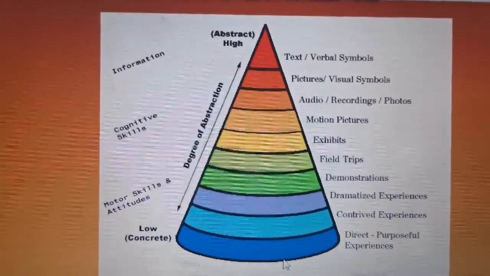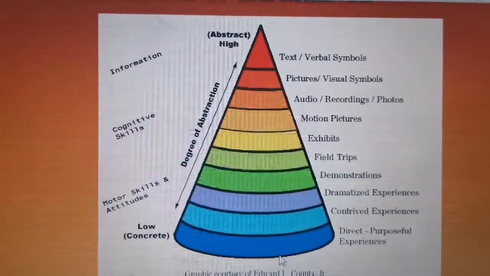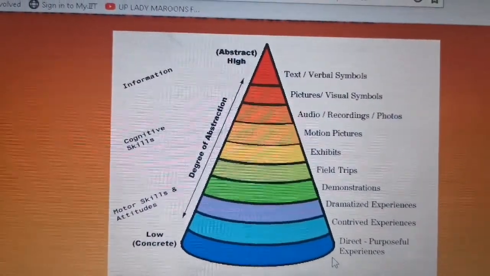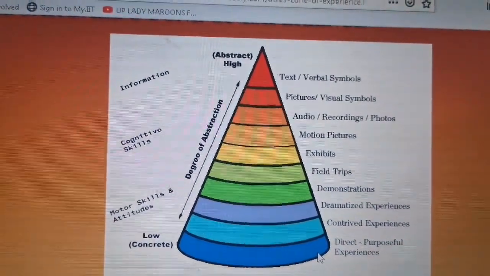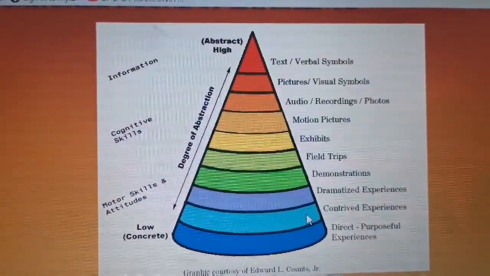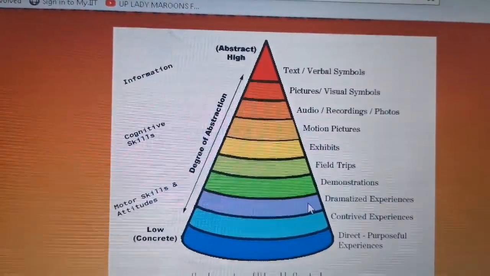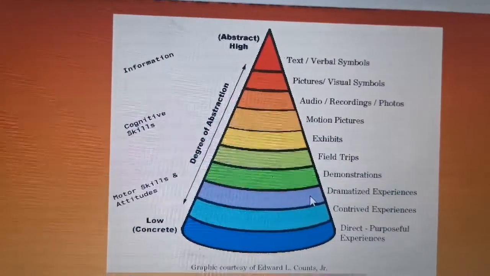This is an illustration of Edgar Dale's cone of experience. The cone shows that the bottom level, that is the direct purposeful experiences, represent reality or closest to reality. And each level above its base moving upward moves a student a step farther away from reality. What does Edgar Dale's theory imply?